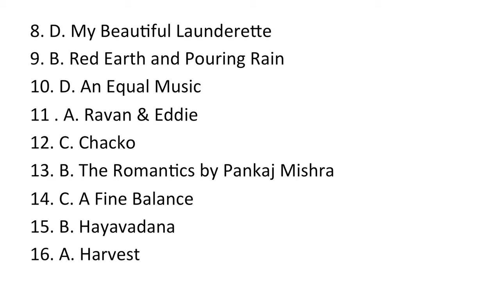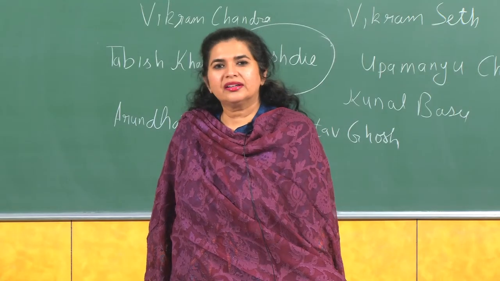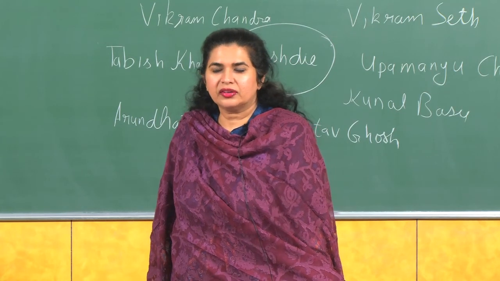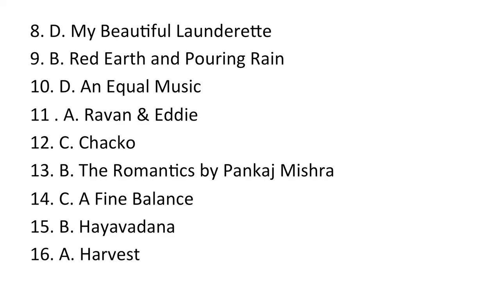And number 11 is A. Ravan and Eddie. The protagonist Ravan gets obsessed by a film called Dil De Ke Dekho, starring Shammi Kapoor and Asha Parekh. Number 12 is C. The uncle's name is Chaco. Number 13 is B. The Romantics by Pankaj Mishra, set on the banks or the ghats of the Ganges in Banaras. Number 14 is C. Rohinton Mistry's A Fine Balance. Number 15 is B. The story of the transposed heads is reworked and retold in Girish Karnad's Hayavadana.